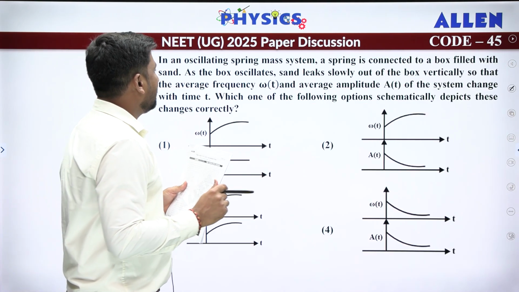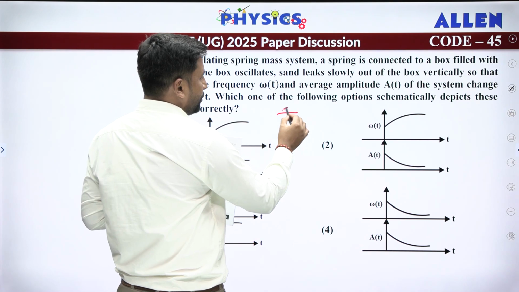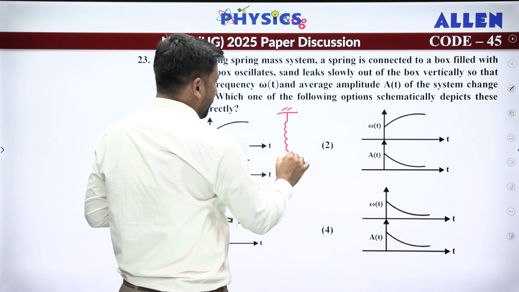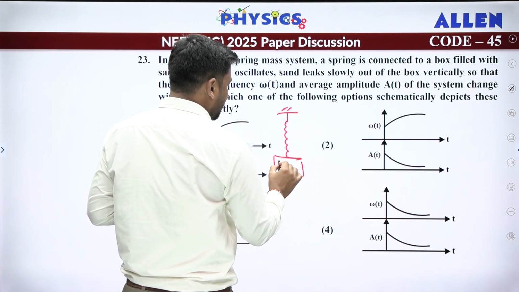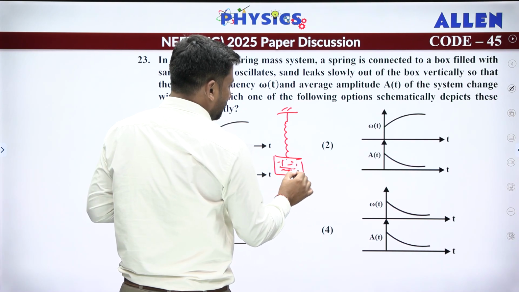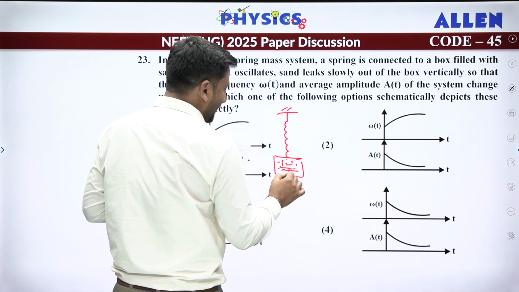The next question is that there is a spring block system in this question, and inside the box there is sand put inside it. There is a small hole inside it so that the sand can leak.